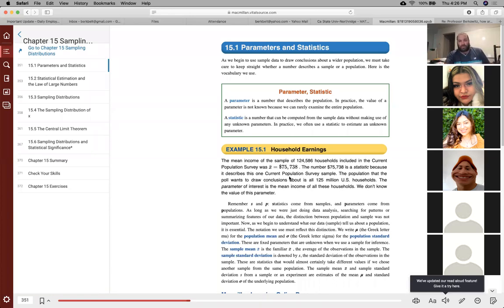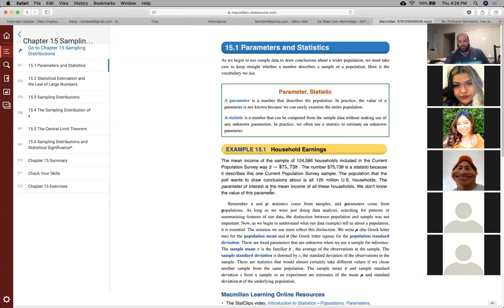For example, here again, the mean income of a sample of 124,586 households was $75,738. This is the sample mean. It comes from the sample. It is a statistic. And we use this statistic to make a guesstimate for the actual mean for all of the households, which is a parameter. And because this sample was extremely large, assuming that the sample was a representative sample, I am fairly confident the average salary for the entire American population is somewhere very close to this value.